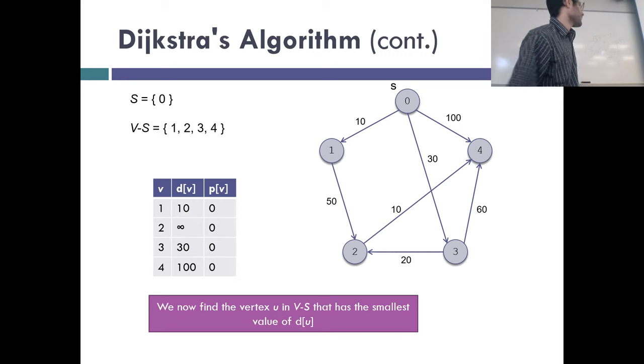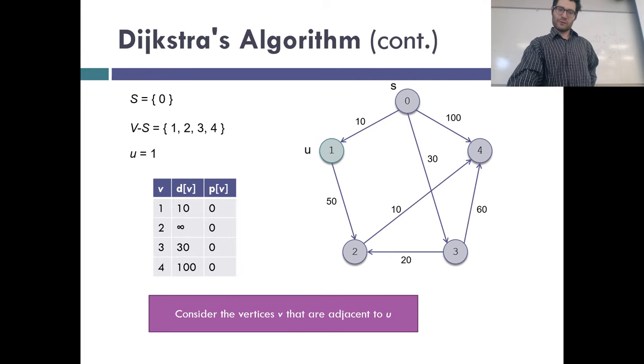Okay, so now that was the initialization step of the algorithm. Now the way the algorithm works is that we look for the node in the stuff we still have to compute the shortest distance to. We look for the one that actually has the shortest distance. So 1, we figured out the shortest distance to, right? Of these nodes, 10 is the smallest, right? So we figured out the shortest distance to that, and you can verify that for yourself.